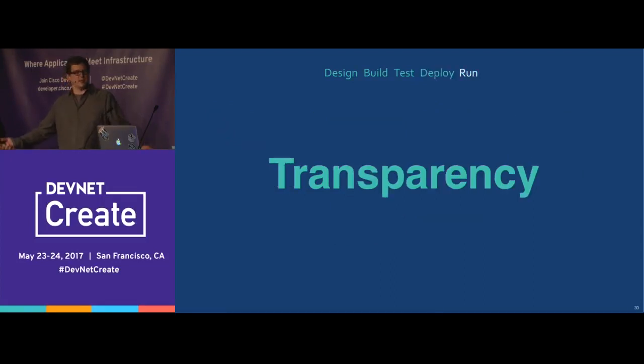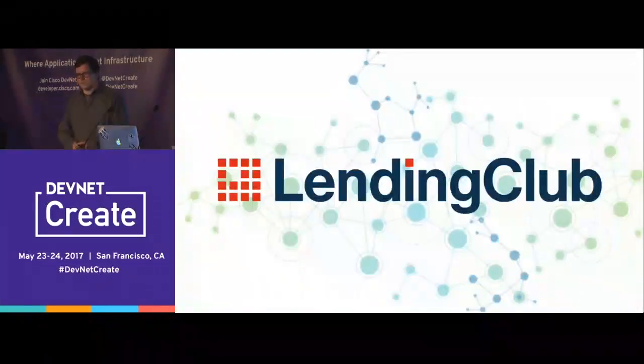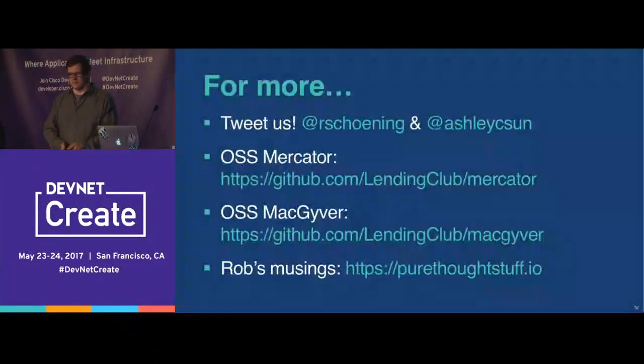Okay, and then at the run phase, transparency. What Ashley was showing with Neo4j was one of the keys to that: make all this data accessible, put it out in the open, and people will achieve success. So this is us. We do have some open source software up there that might be of some interest, and I think that's it.